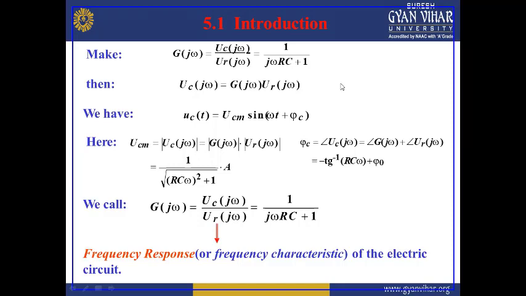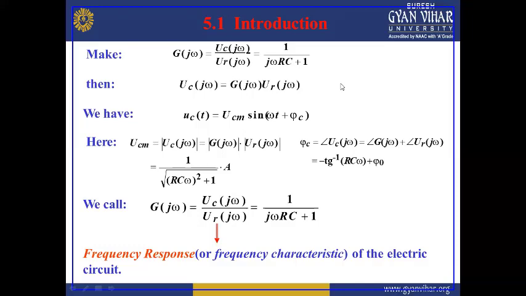Now we know that I can rewrite that the output will be equal to the product of the gain into the input. Now we already know that the input is a sinusoidal input, so obviously the output will also behave as a sinusoidal output. Therefore, we will be having the output in the time domain as UCM sine of omega t plus phi c. This is in the time domain, where UCM is the maximum voltage, the peak voltage.